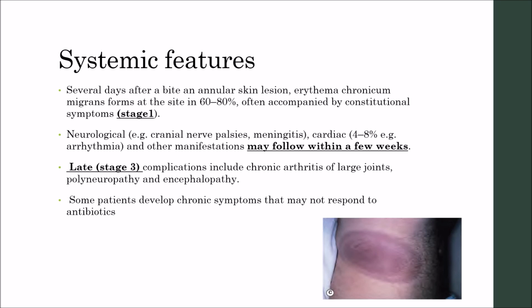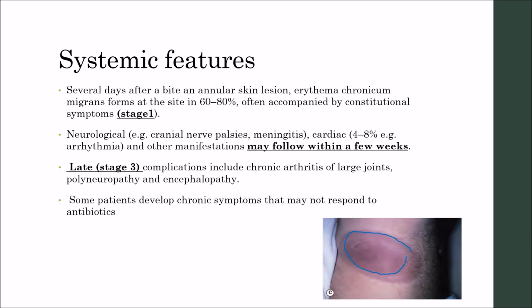Later on, in stage 3, complications include chronic arthritis of large joints, polyneuropathy, and encephalopathy. The muscle movements might get abnormal, and numbness and tingling can also be a feature. Myalgias and cognitive impairment can also be seen. The diagram here shows the erythema chronicum migrans in stage 1, at the site of the tick bite.